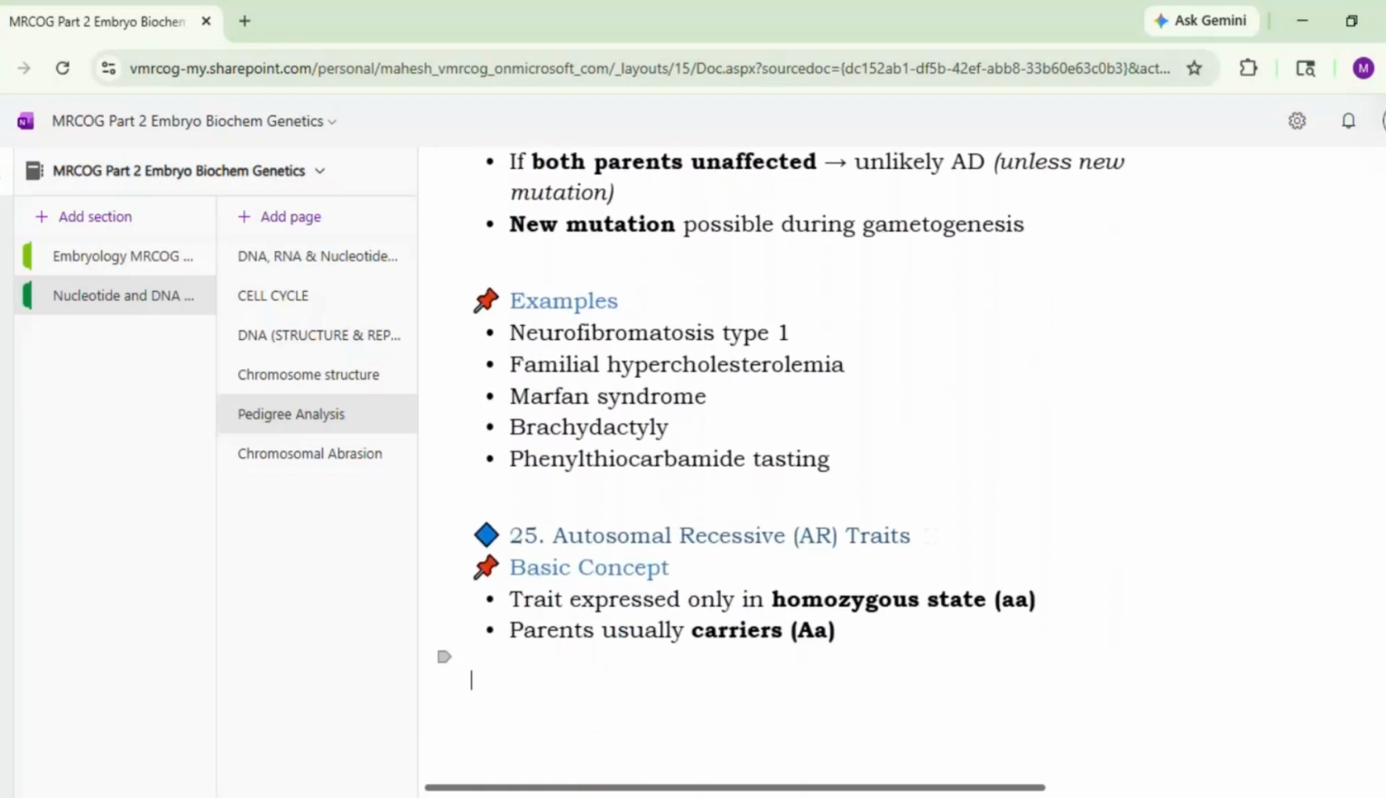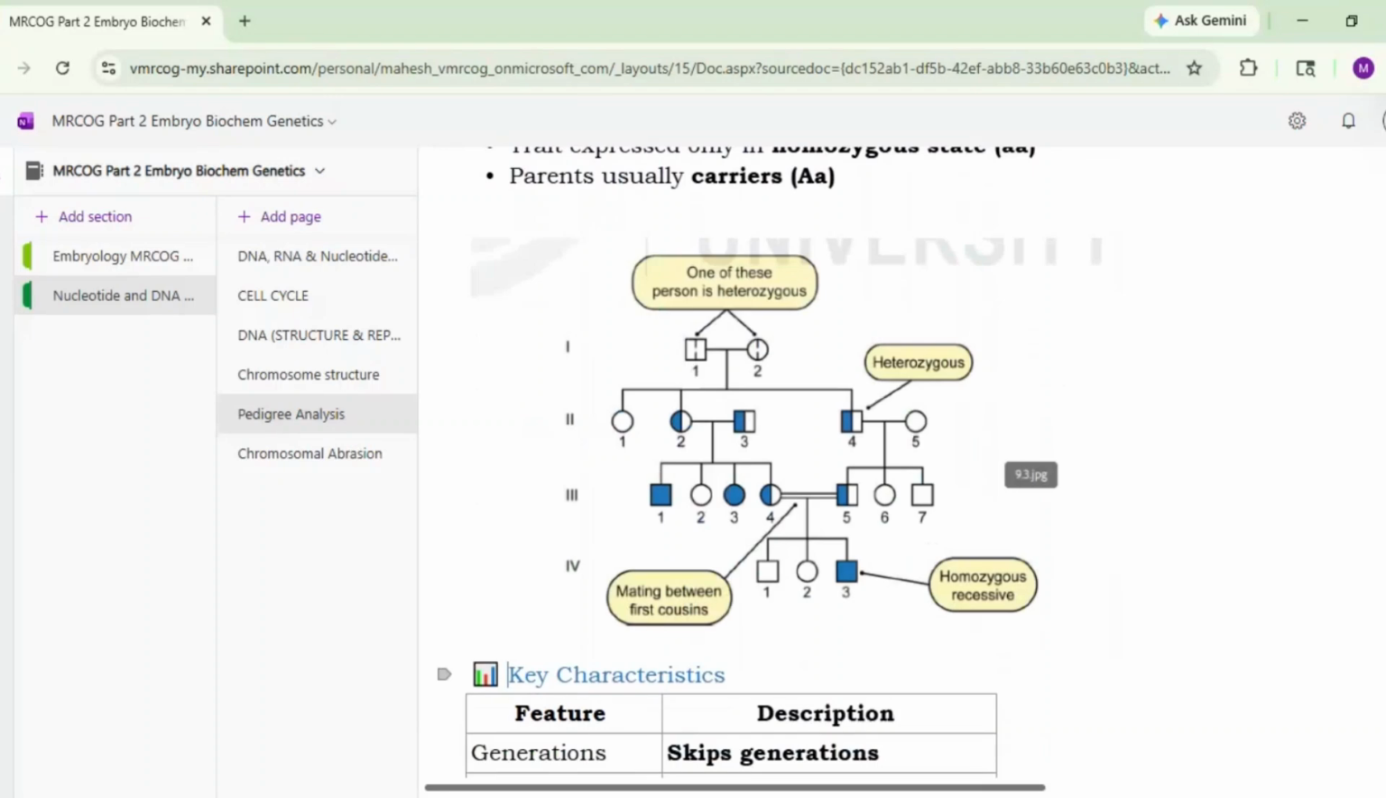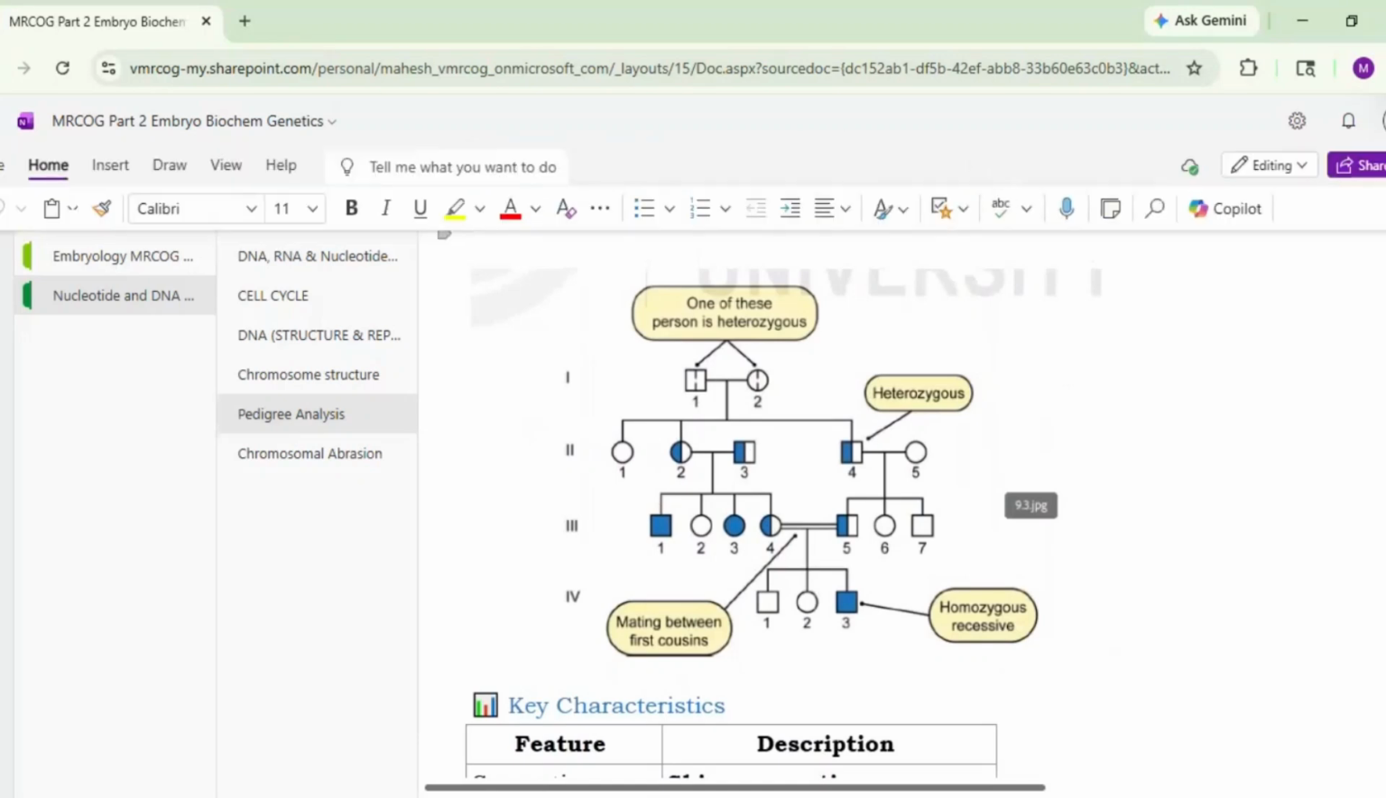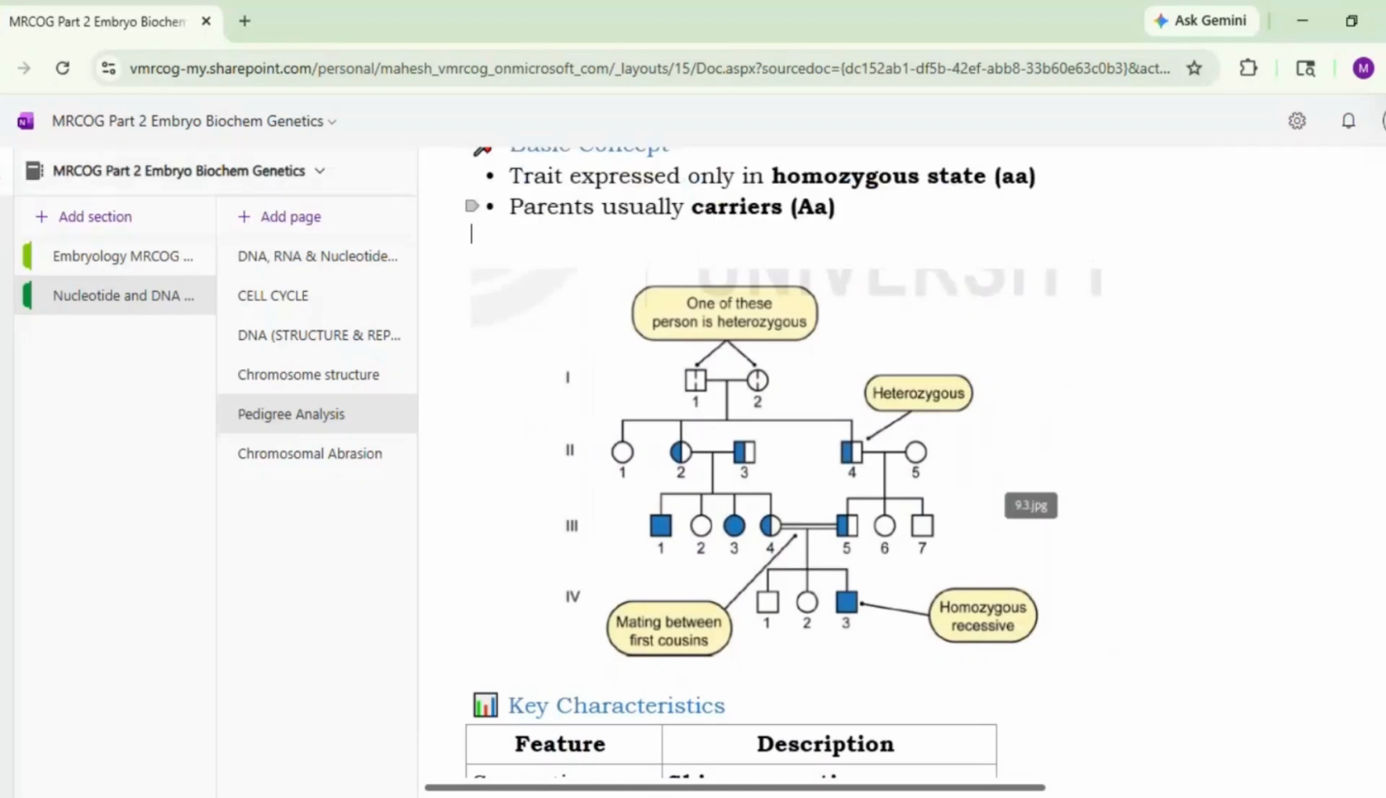Next is the autosomal recessive trait. What happens in the autosomal recessive? The trait is expressed only in the homozygous state. So when it is autosomal recessive, both alleles should be present. Okay, so the trait is expressed only in the homozygous state when both alleles are present. Parents will usually be carriers, that is, capital A and small a.